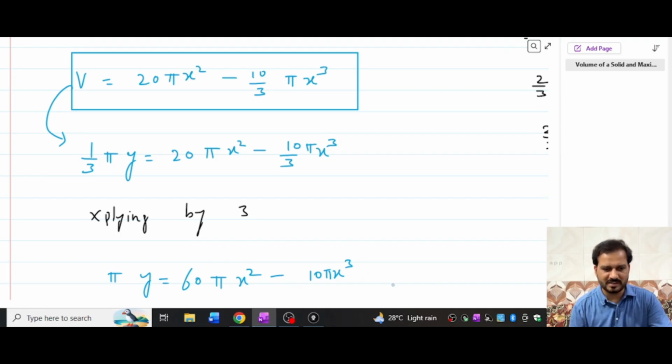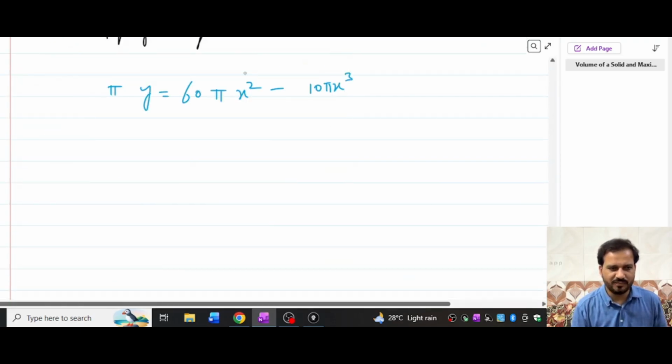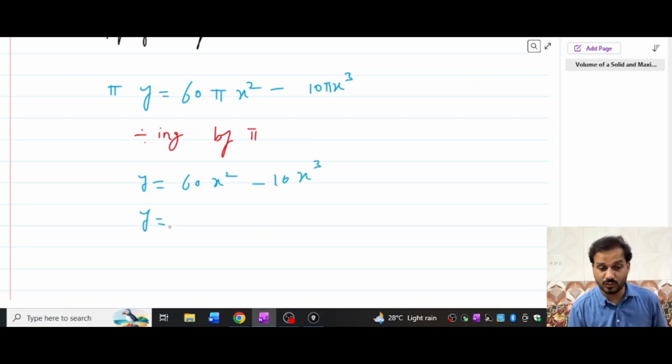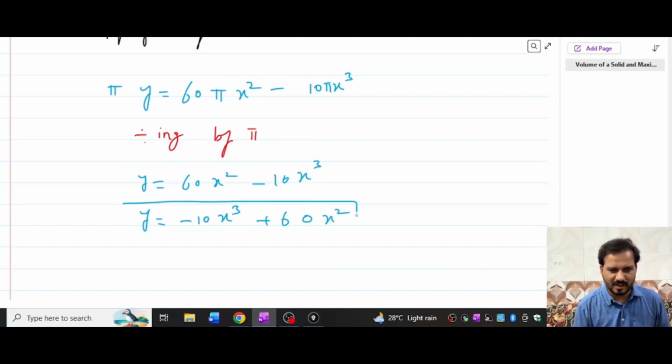Now each term in this expression contains pi. If I divide it with pi, pi will be cancelled. Dividing by pi, the final expression becomes y is equal to 60x square minus 10x cubed. I would like to write it in descending order. First I will write negative 10x cubed plus 60x square. This is the algebraic expression in terms of y.